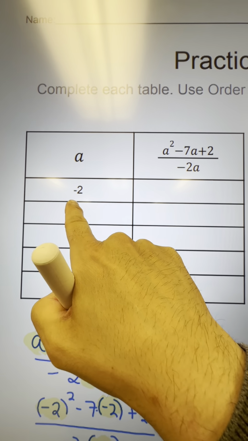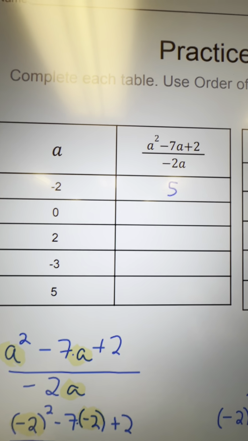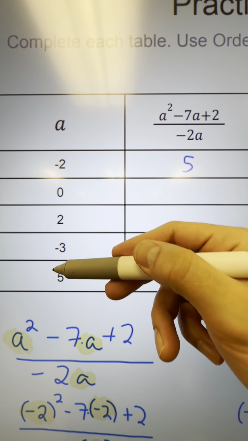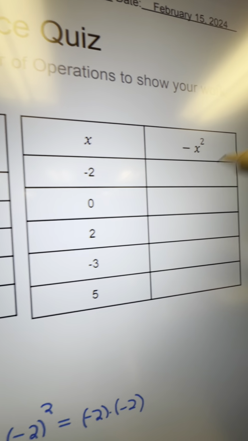So now you go back to your table. When we evaluated -2, the answer we got was +5. And then now you're just going to repeat the same steps for the remainder of the numbers in the table. And then we're going to get to this one next.